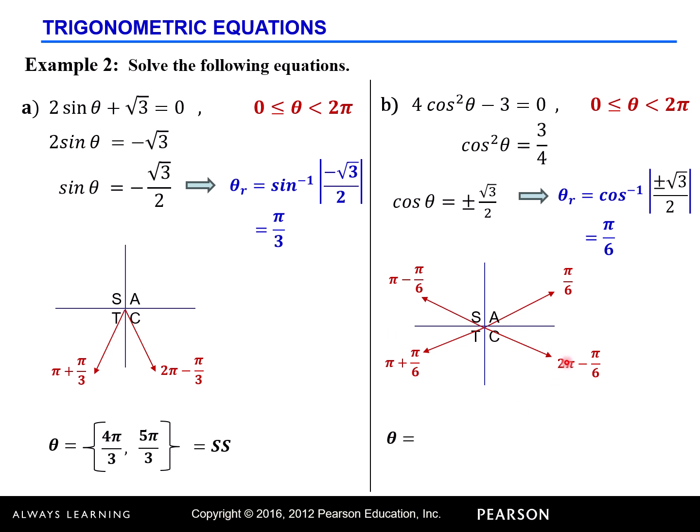Then let's get all the angles here. Theta is equal to first pi over 6, next is 5 pi over 6, next is 7 pi over 6, and the last is 11 pi over 6. So these are the four angles in one revolution or one rotation, from 0 up to 2 pi. These four angles are the solution set for this equation.